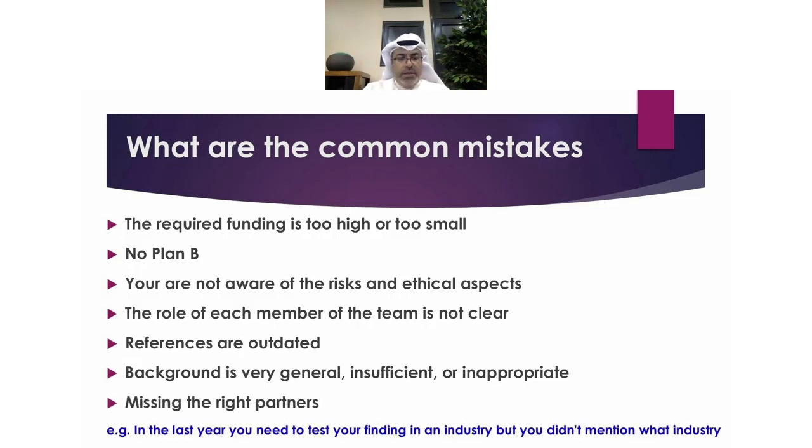Okay, the last point here is missing the right partners. I made this mistake before. In my project last year, I said I want to cooperate with industry and try my product in a certain industry. But I didn't mention what industry it is. I didn't get in touch with them. I didn't have permission from them. So the reviewer told me, you don't have the right partner. You should already obtain a letter from them saying that they are available and willing to work with you, in order to accept the proposal.